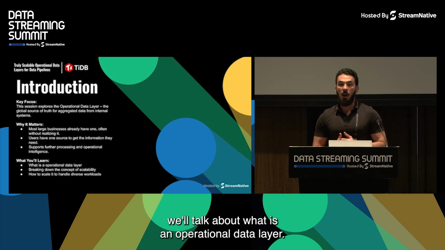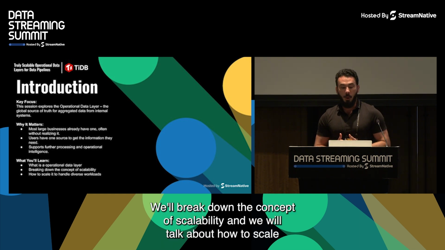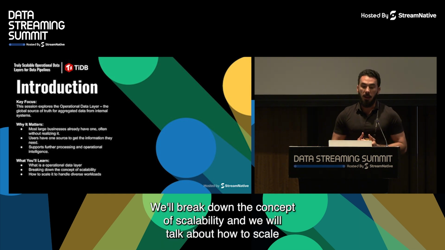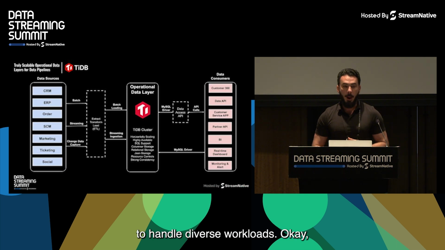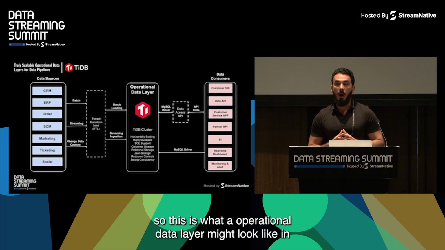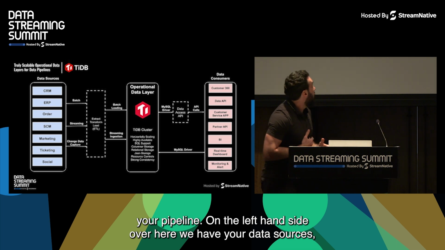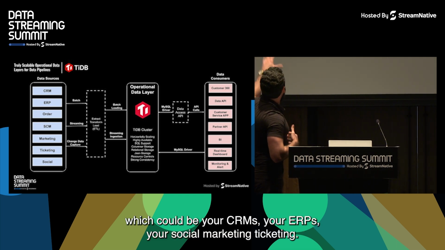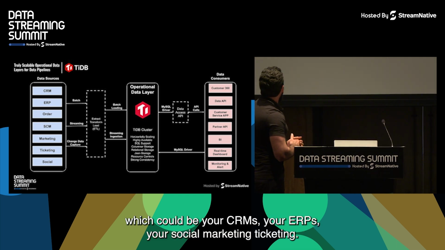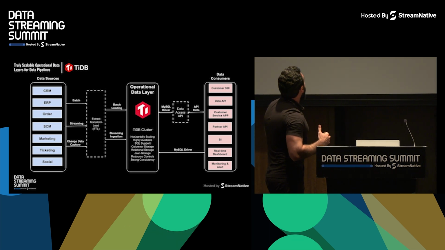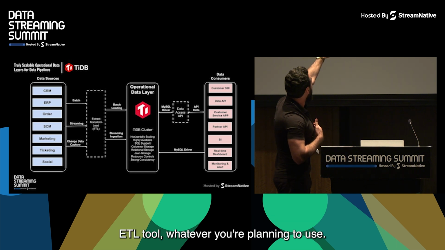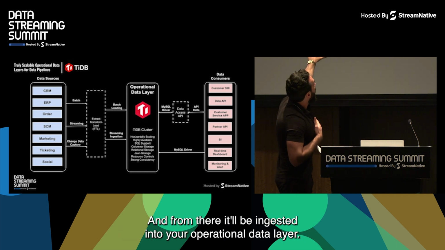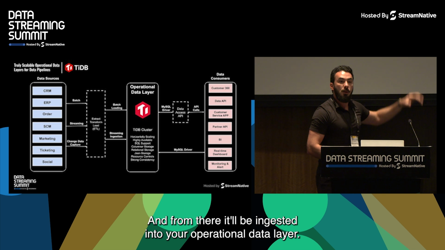So what you'll learn today, we'll talk about what is an operational data layer. We'll break down the concept of scalability, and we'll talk about how to scale to handle diverse workloads. Okay. So this is what an operational data layer might look like in your pipeline. On the left-hand side over here, we have your data sources, which could be your CRMs, your ERPs, your social marketing, ticketing, and from there you're streaming, maybe using StreamNative to get them into your ETL tool, whatever you're planning to use, and from there it'll be ingested into your operational data layer.